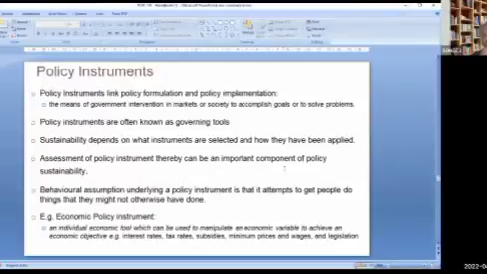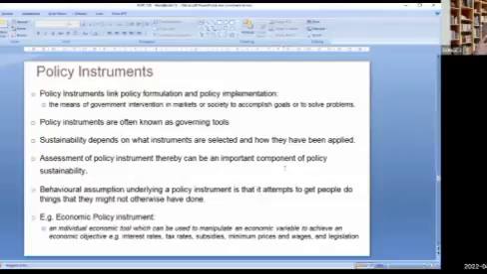So policy instruments are things that lead policy formulation and the implementation. They are the tools that we use to achieve the implementation of the policy. These are means of government intervention in market or society to accomplish goals. Policy instruments are also known as governing tools. And sustainability of things depends on what instruments are selected. If you want your policy to be sustainable and well implemented, it will depend on what instruments are selected and how they have been applied.